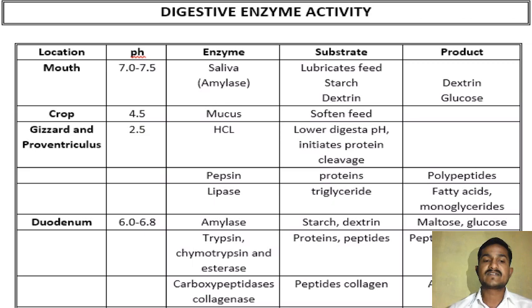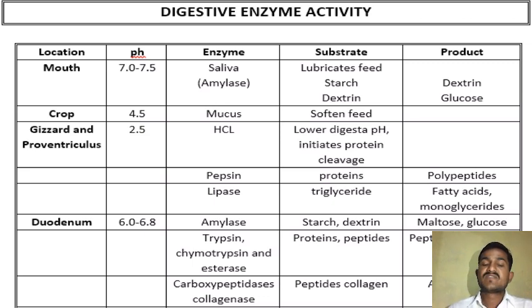Then the next part is the duodenum. It is a part of the small intestine, and the pH of the duodenum is 6 to 6.8, also acidic. One enzyme working in the duodenum is amylase, and this amylase acts on starch and dextrin and converts them into the end products maltose and glucose. Then other enzymes present in the duodenum are trypsin, chymotrypsin, and esterase. Chymotrypsin, esterase and trypsin act on protein molecules and convert them into peptides and amino acids.